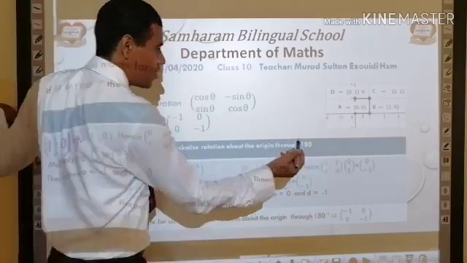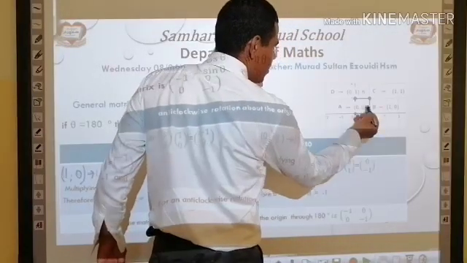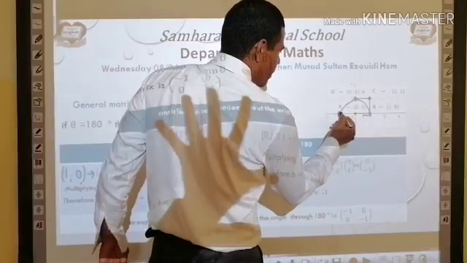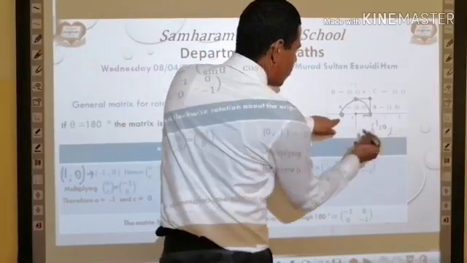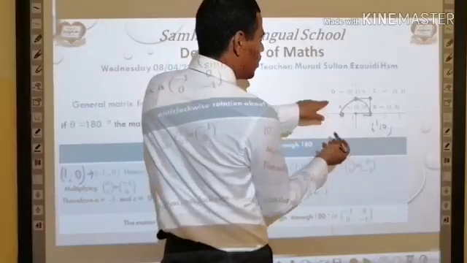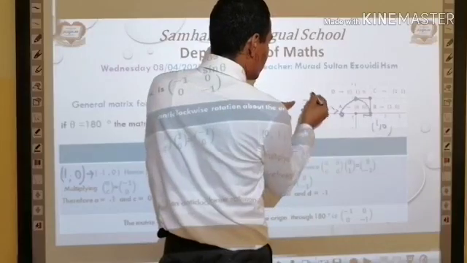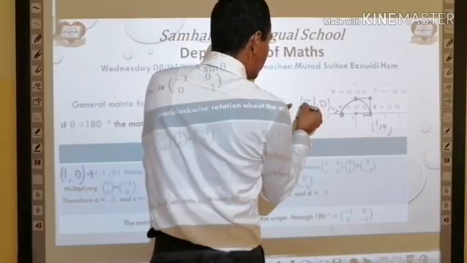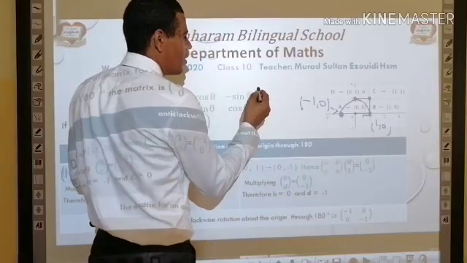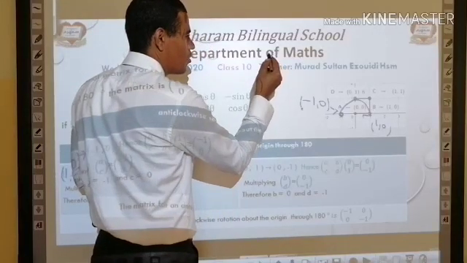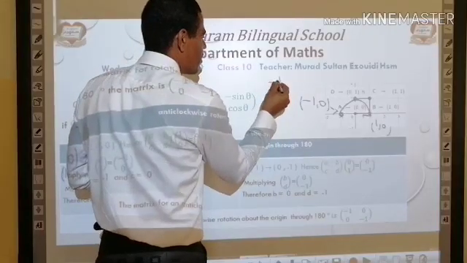This is the point 1, 0. This is 90, this is 180. So what are the coordinates? This is 1, 0, so it will map to the new coordinates negative 1, 0. So the first column vector is negative 1, 0.